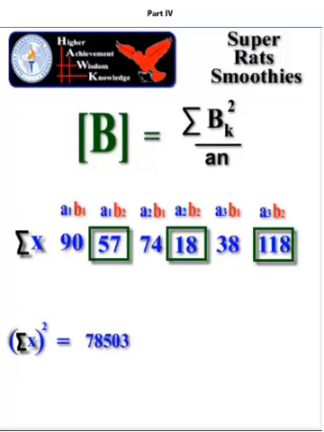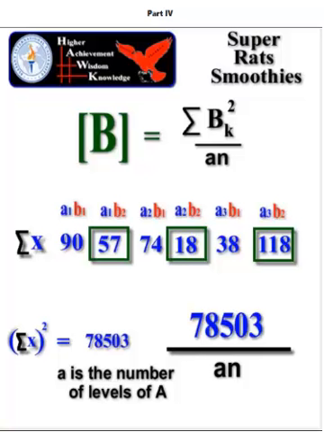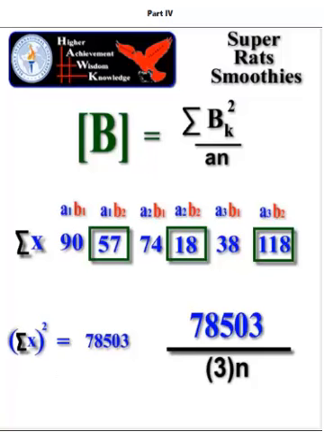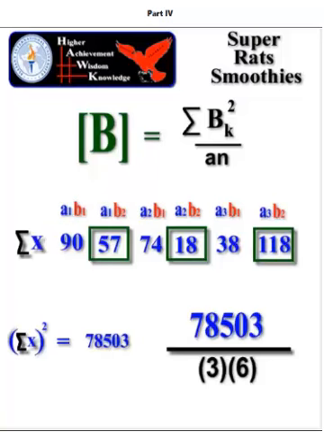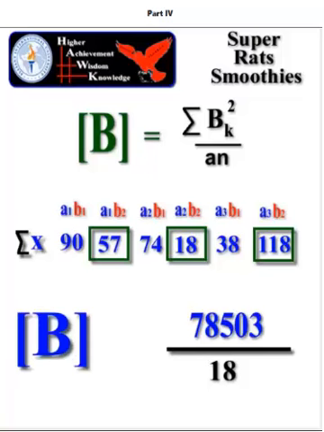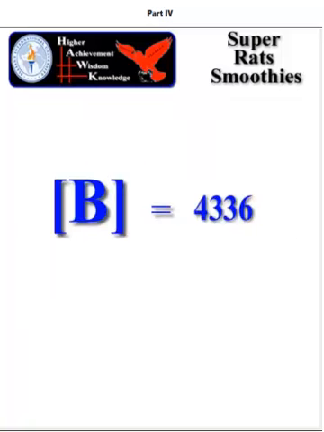Add them together. Now we need to divide that number by A times N. A is the number of levels in factor A, right? And we had 3 different levels, 0 milligrams, 10 milligrams, 20 milligrams. So we know that number's 3. And N is the number of individuals in a single group. And that, again, is still 6. So we're going to do a little bit of math, do a little bit more math, and we find out that bracket B term equals 4336.